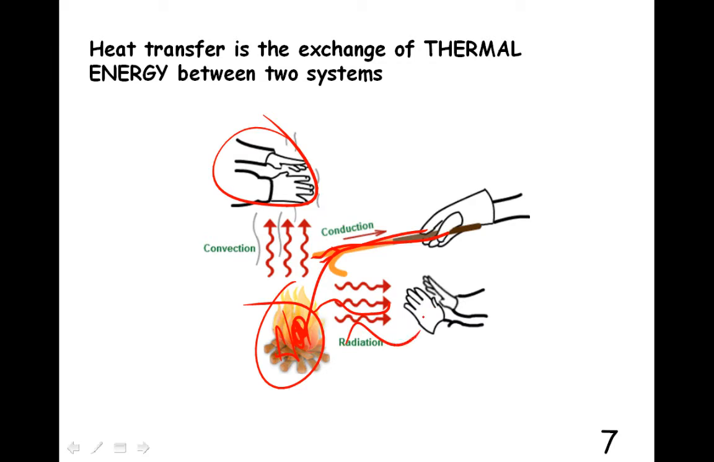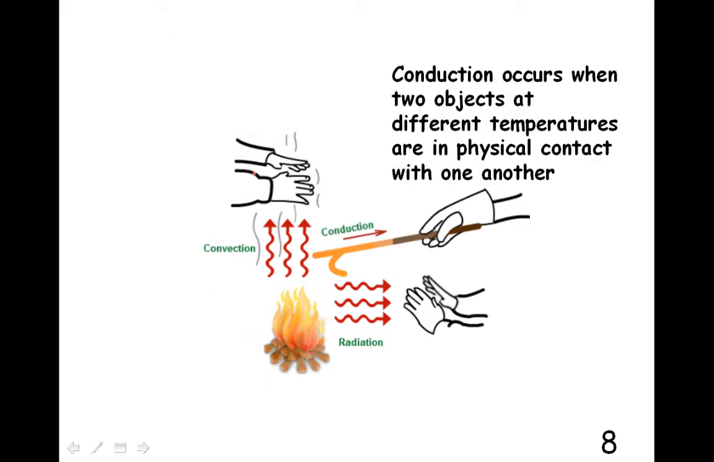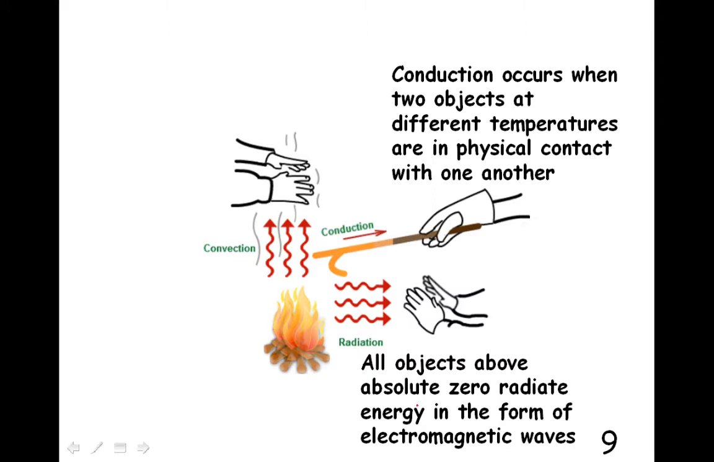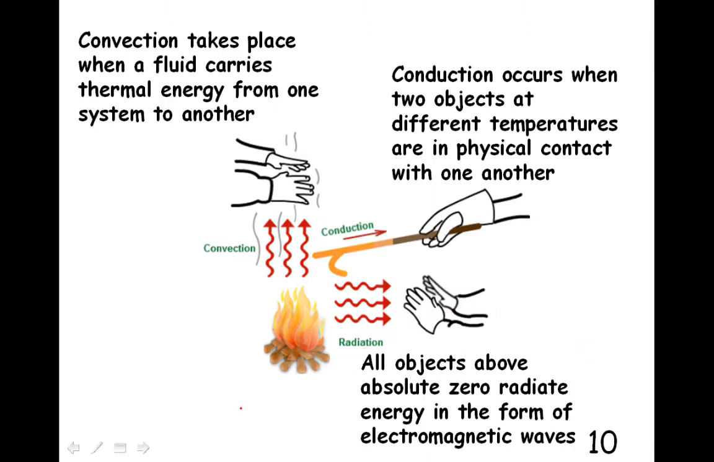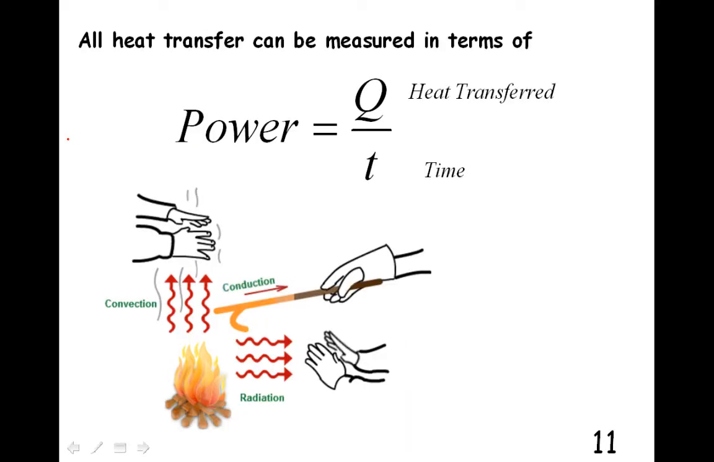exchange of thermal energy by electromagnetic radiation that goes through the vacuum of space even. And convection is when fluid is heated and then moves to some other place to heat something else and brings its heat with it. Okay. Yeah, I should have said that here. Okay, so conduction happens when they're in contact. All objects at absolute zero radiate energy in the form of electromagnetic waves, and convection takes place when a fluid carries thermal energy from one system to another.